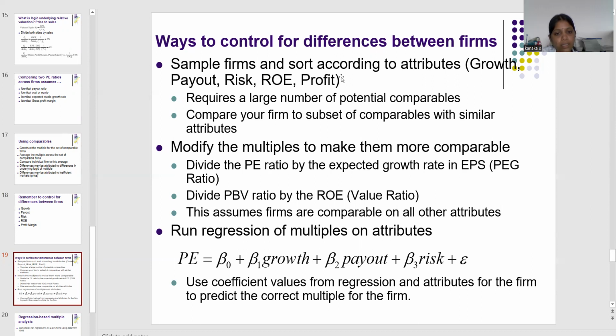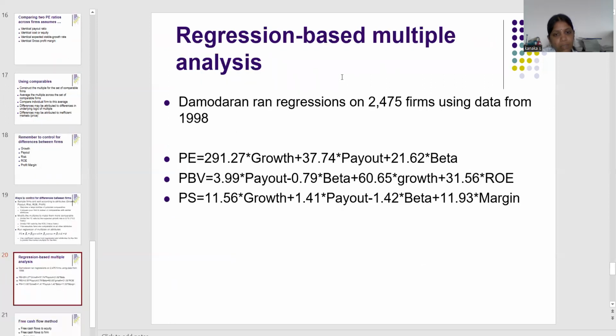Next is to run a regression of multiples on attributes: PE equals b0 plus b1 times growth plus b2 times payout plus b3 times risk plus so on. Use the coefficient values from the regression and the attributes for the firm to predict the correct multiple for the firm. The regressions are based on the multiples. Damodaran ran a regression on 2,475 firms using the data from 1998: PE equals 91.27 times growth plus 37.74 times payout plus 21.62 times beta.